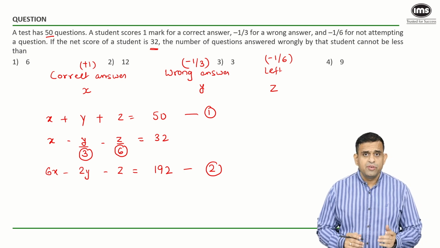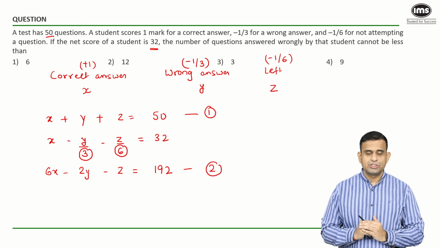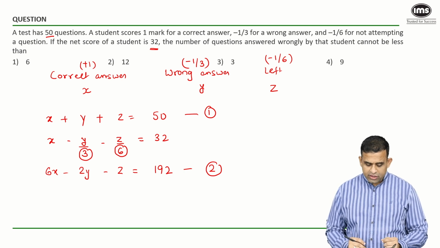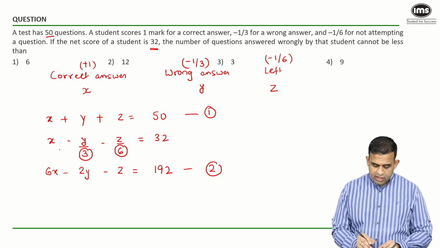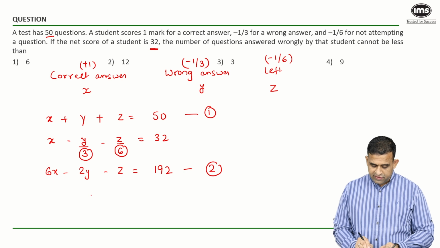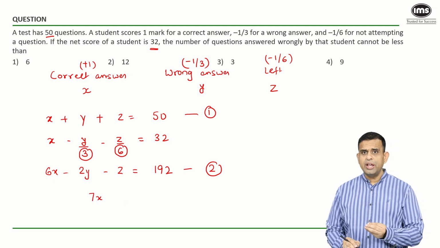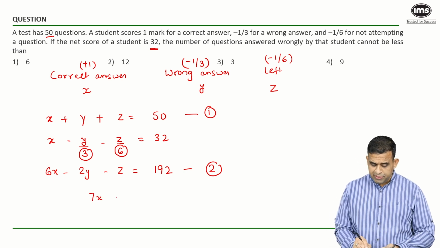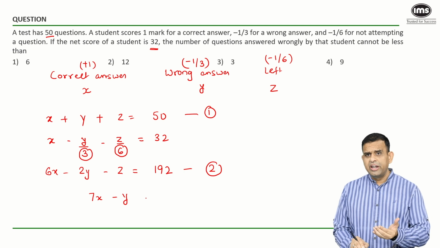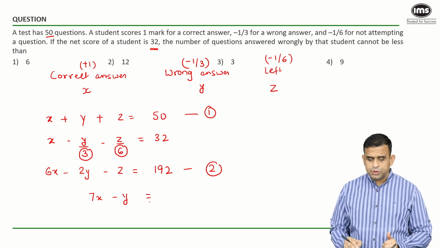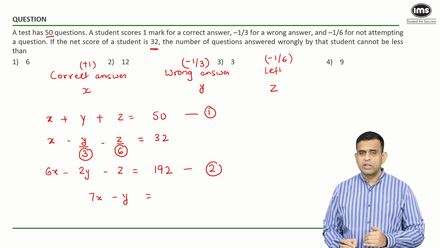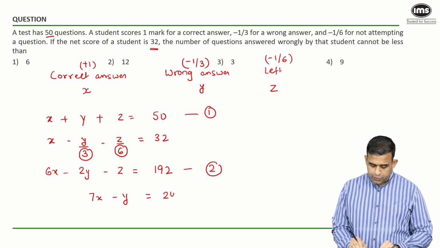In that particular case, we will choose to add the two equations over here. If I choose to add the two equations, I will get x plus 6x becomes 7x, plus y, and minus 2y will give me nothing but a summation of minus y. Z will get cancelled out, and this should be equal to 50 plus 192, giving you 242.